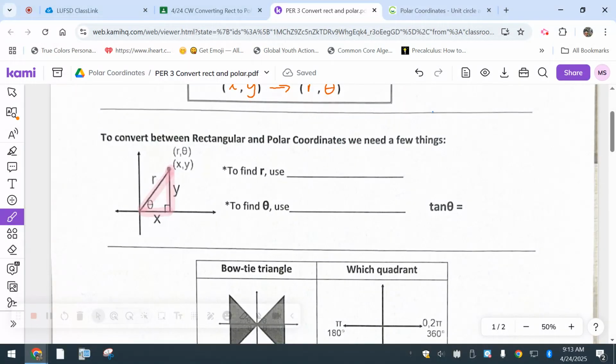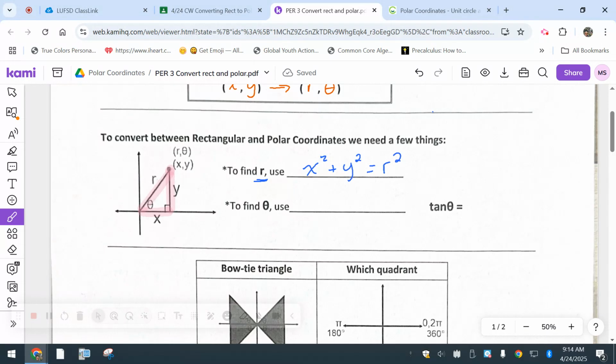Okay. And we're going to go back to right triangle trig, and even the Pythagorean theorem. If you guys want to find r, right, let's say I want to find the r value, what famous theorem could you guys use? Pythagorean theorem. So to find r, we're going to use x squared plus y squared equals r squared.